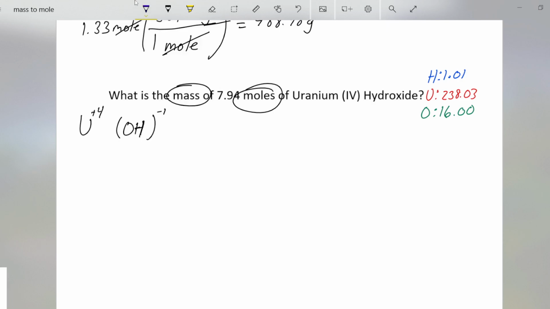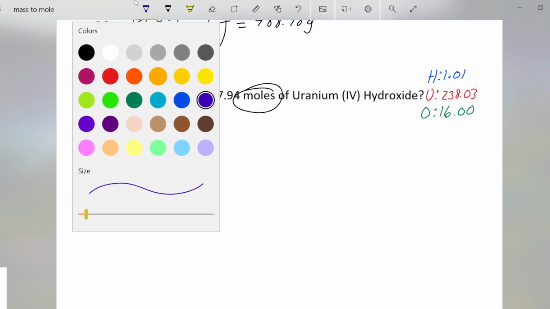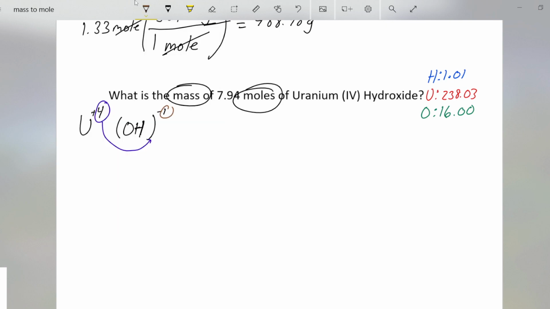So to balance our charges and make sure that we have a neutral molecule, I like to take my +4 and bring it down here to my hydroxide. So there will be 4 oxygens and 4 hydrogens. And then I will need to take my 1 from my hydroxide and bring it down here. And there will be 1 uranium and 4 hydroxides. So my chemical formula will be U, only one of them, so just U. And then I open parentheses, I write in my hydroxide molecule, OH, and I know there are 4 of them.